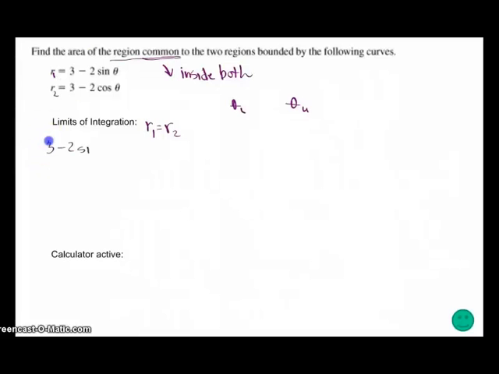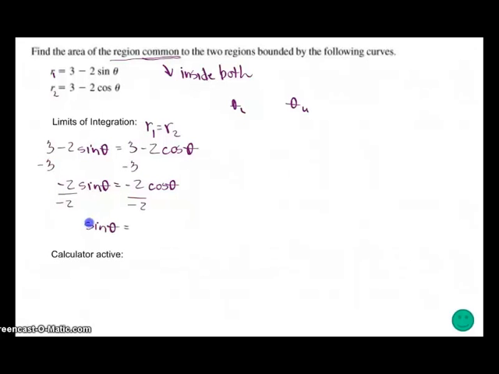3 minus 2 sine of theta is going to have to equal 3 minus 2 cosine of theta. If I subtract 3 from both sides, that's minus a 3 and minus a 3. That's going to leave me negative 2 sine of theta equals negative 2 cosine of theta. I'm going to divide both sides by negative 2. Just some algebra. Sine of theta equals cosine of theta. So where are sine and cosine equal on the unit circle? Remember, that happens at iterations of pi over 4.